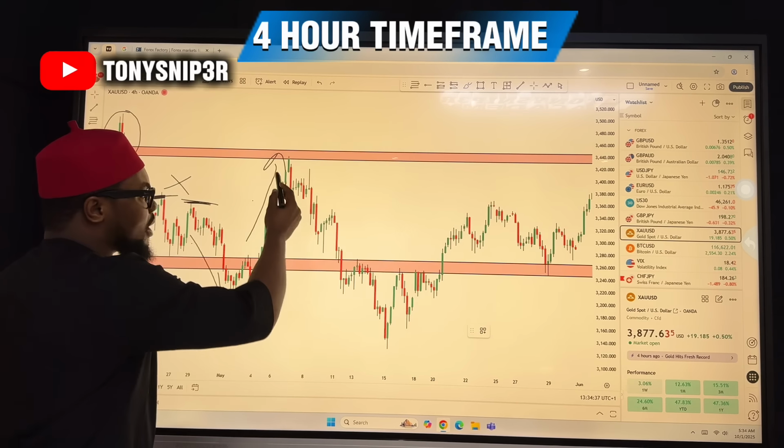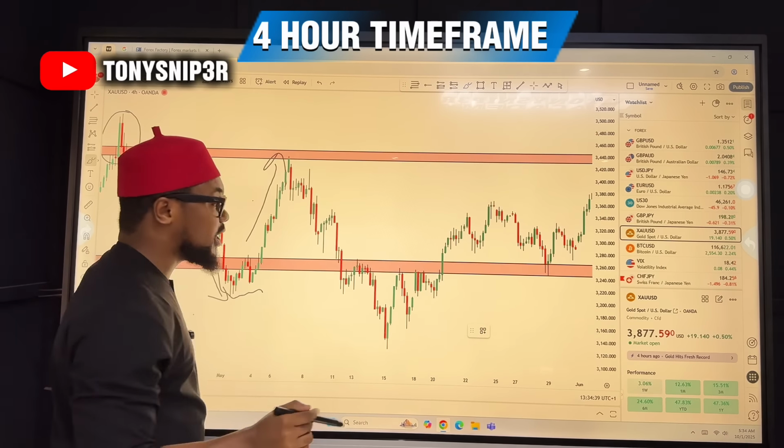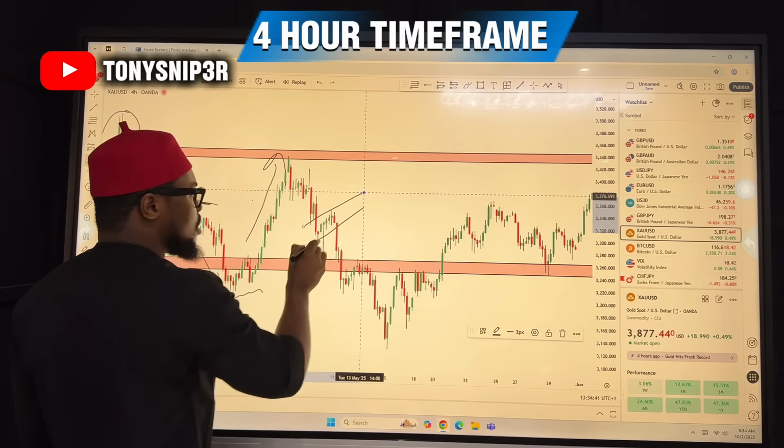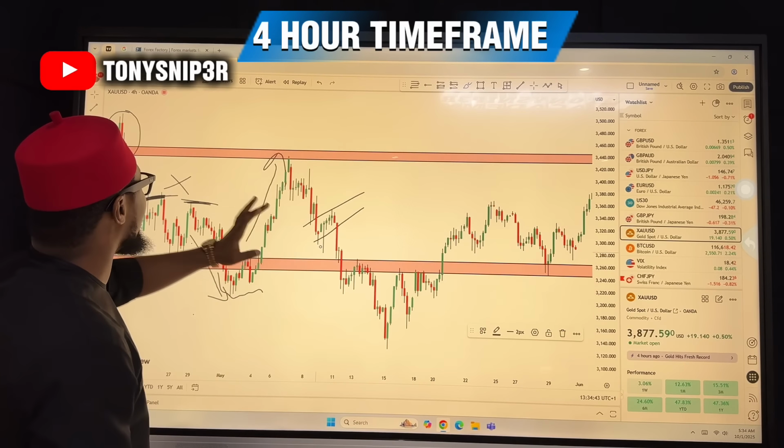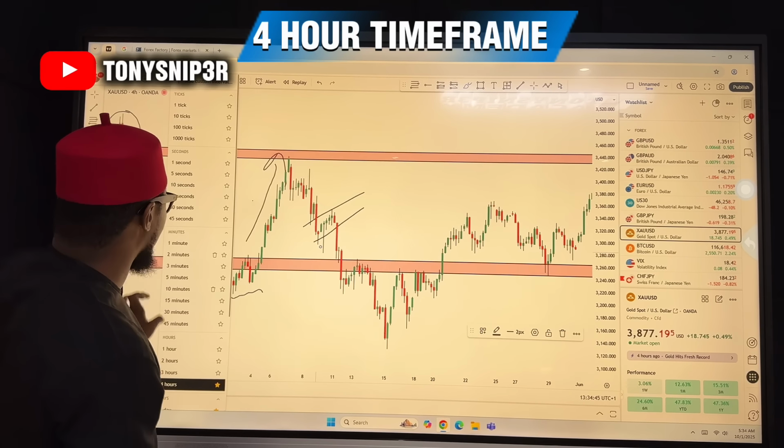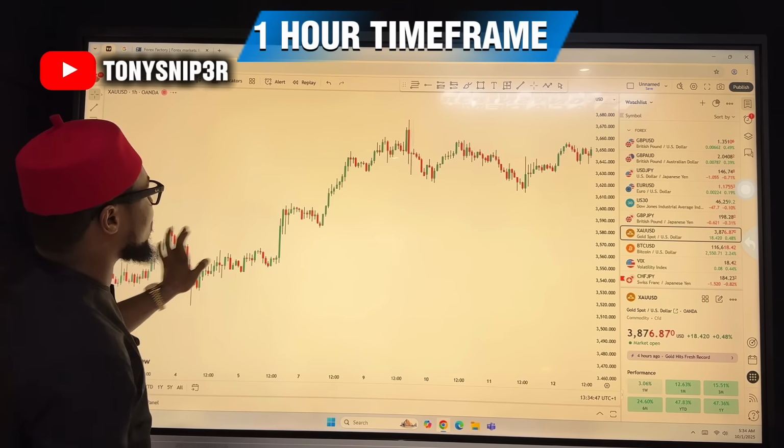Now, while this market was actually selling, you spotted a wedge. 1, 2. Now, if you're not sure if this is a wedge, what do? You move to your 1 hour time frame. Why are you moving to your 1 hour time frame?